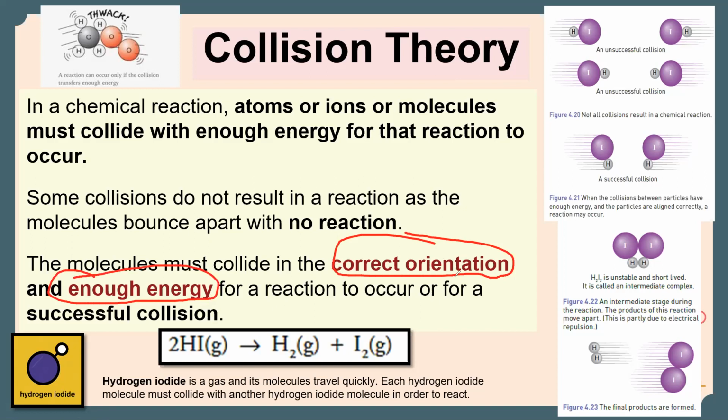So in other words, the atoms, or in our case, the boy and the girl running down the corridor, need to be angled in a way that they will collide with each other. And they need to have enough energy to be able to run down the hallway in the first place. So those are the two important requirements for collision theory for a chemical reaction to take place.